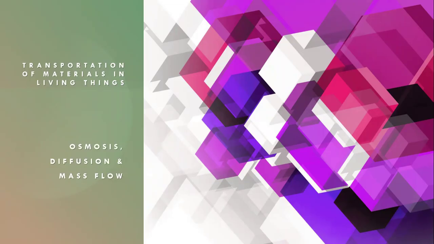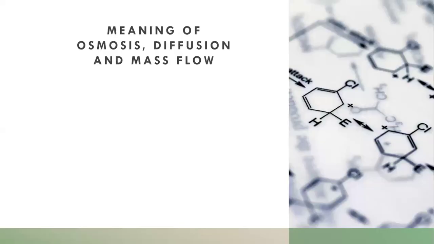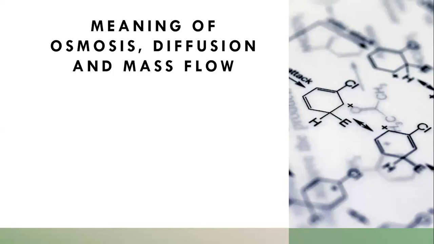So these are the things which we're going to cover in this video. I hope they'll be very clear. So let's dive into it. The meaning of osmosis, diffusion, and mass flow. We'll start with the meaning of all these three: osmosis, diffusion, and mass flow. These are the ones which we'll be dealing with in this video.